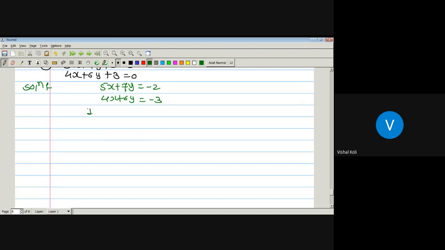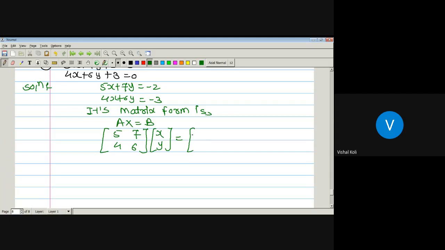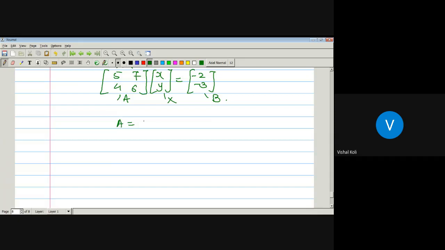So its matrix form is AX is equal to B. That is, A means the coefficient matrix, that is 5 7 4 6. X is nothing but x and y, and the values of B are minus 2 and minus 3, where this one will be capital X, and this one is nothing but the capital B. Now here A is equal to this matrix having entries 5 7 4 6.